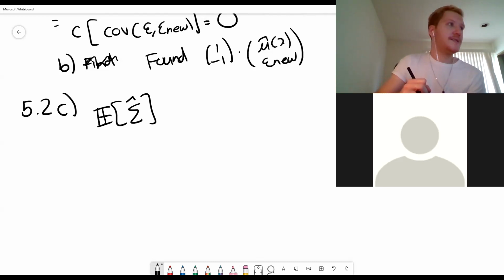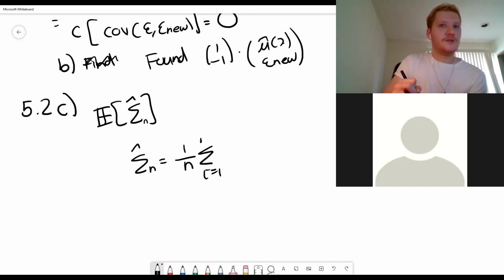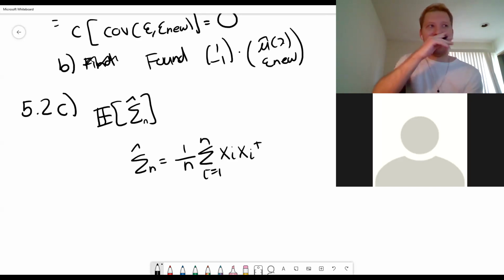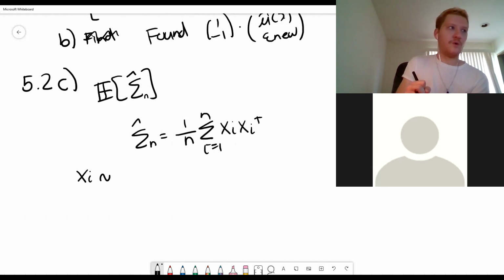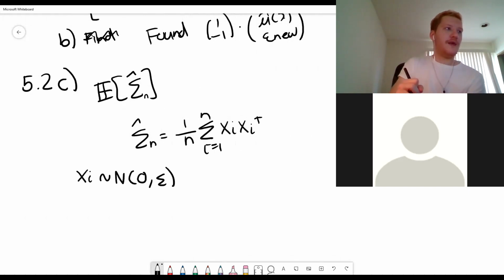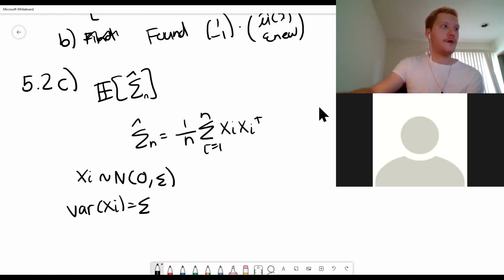So we actually want to use the fact that we just showed in A, that epsilon hat is also n, you just forgot to do the n, is equal to this. Okay. So now, something to note is that we said that xi is distributed as normal 0, sigma, right? So remember that means that the variance of xi is equal to sigma, okay?